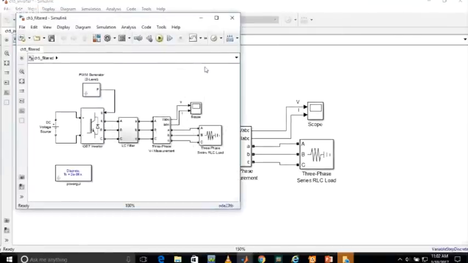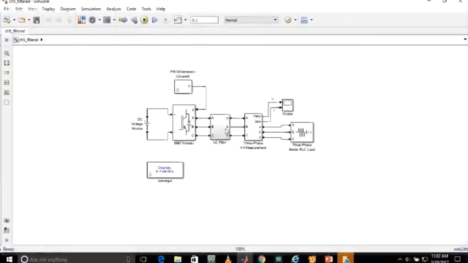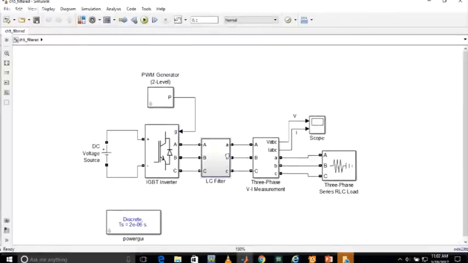This one. In this we have connected an LC filter. The first configuration was what? DC voltage source, IGBT, then VI measurement, and three-phase series RLC. Now we have connected an LC filter at the output of the inverter.